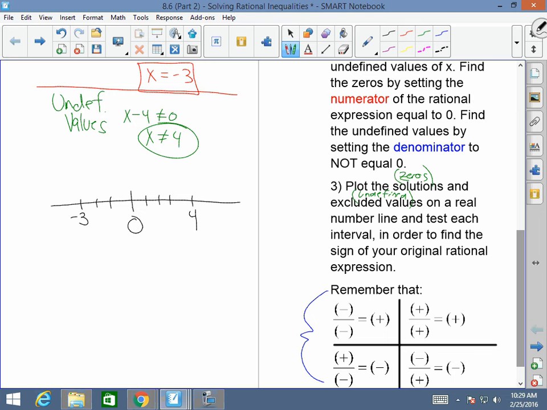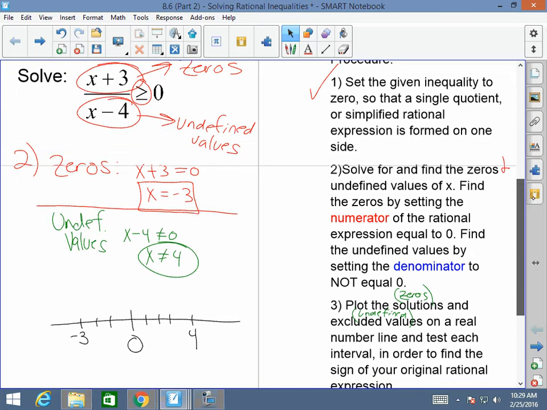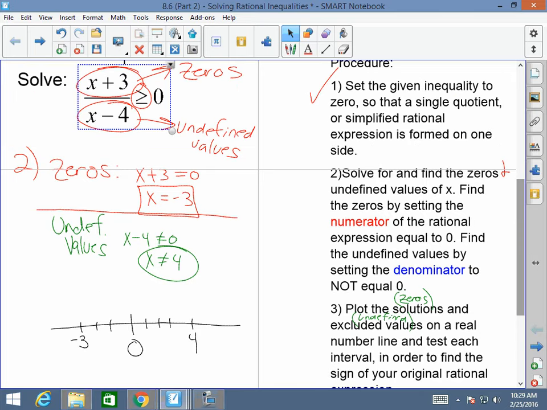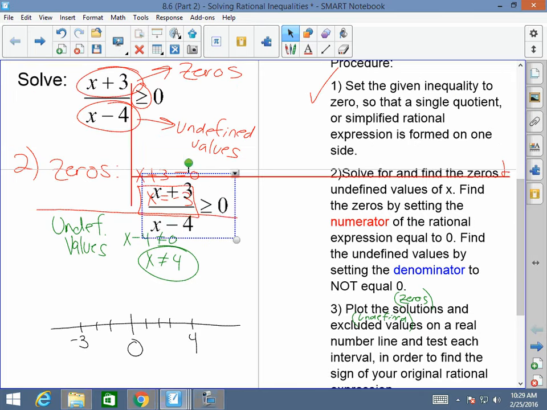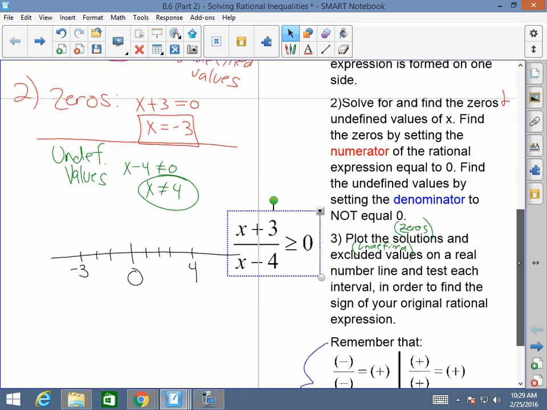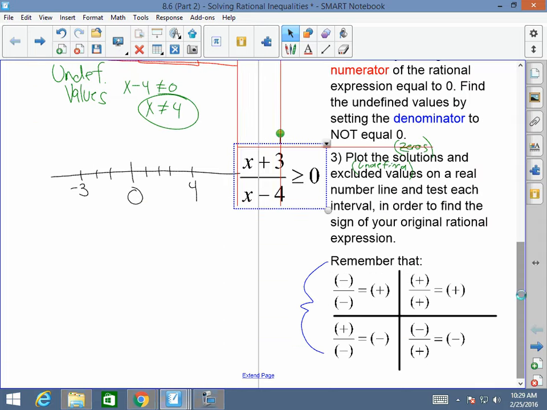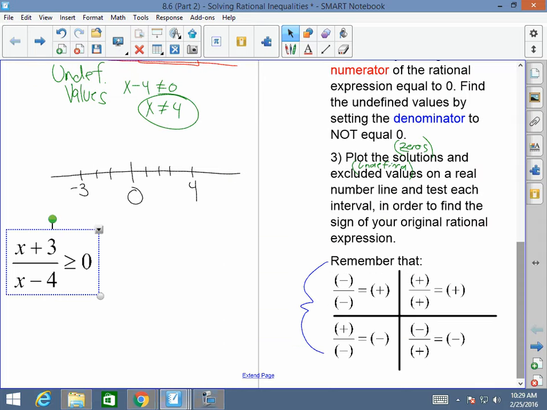What does he mean? What does he mean by test the intervals? What is this crazy man talking about? Go ahead and write that down, please. Let me go ahead and just get this real quick. Is everyone with me, guys? Because I want to show you so you can really understand and see this.